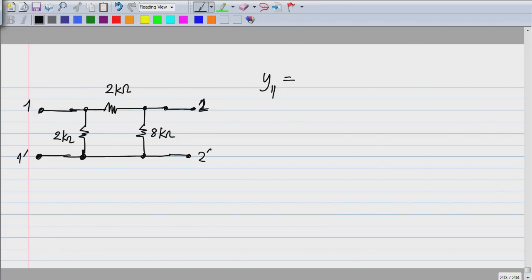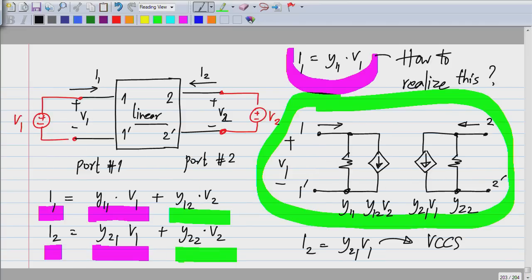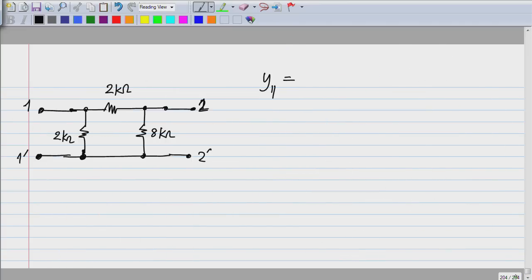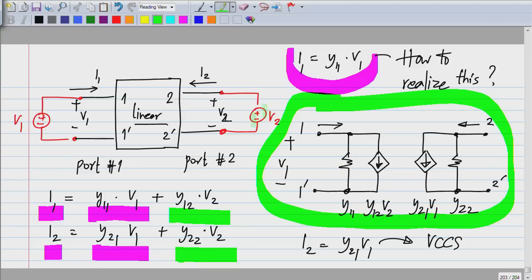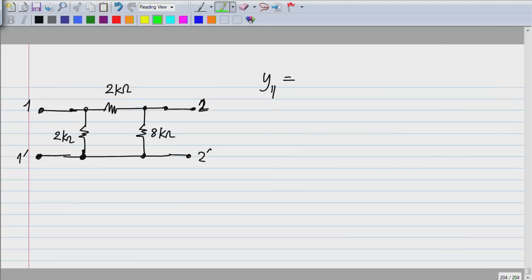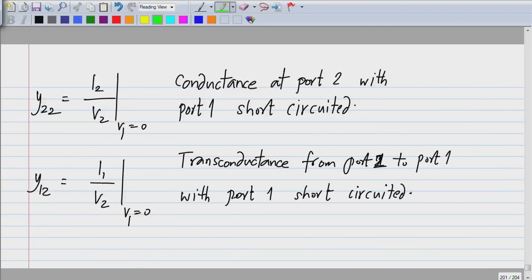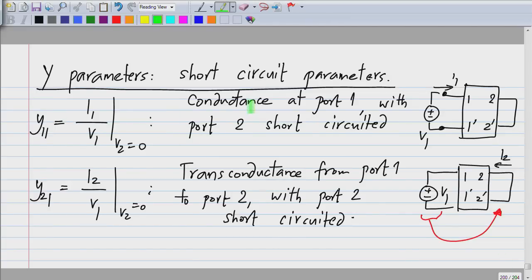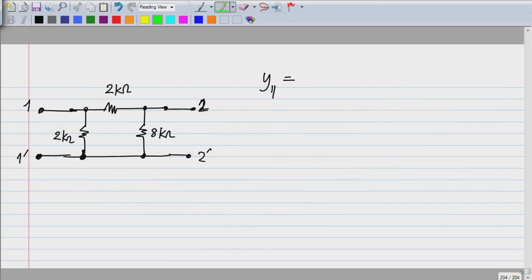Again, to do this, you can recall the definition. There are many ways of doing it. First of all, you can apply voltages to both sides, find all the currents, and obviously it will be in this form, and you can find these numbers. Alternatively, you can use the definitions we came up with earlier, that Y11 is conductance at port 1 with port 2 short circuited, and Y21 is transconductance from port 1 to port 2 with port 2 short circuited, and so on. So first, please give me the value of Y11.